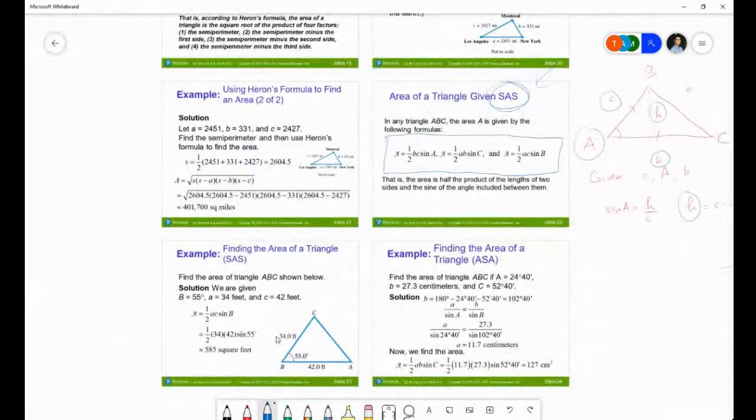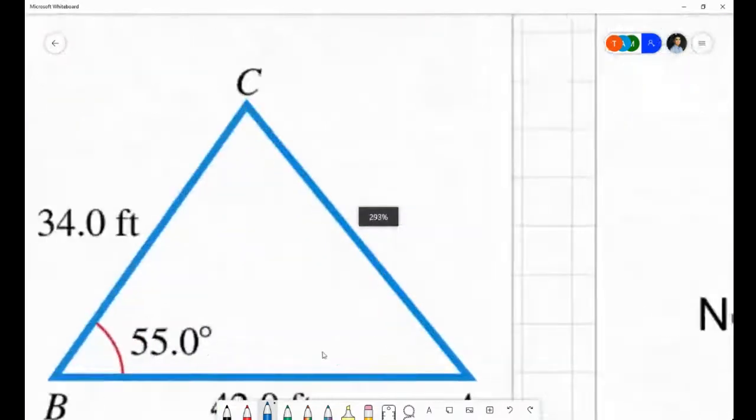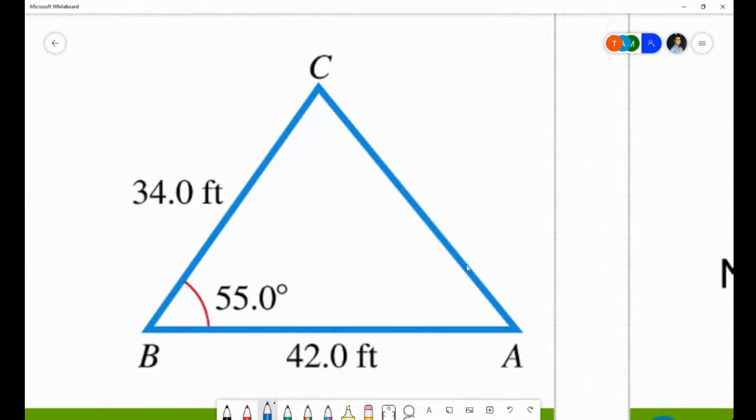All right, so let's look at this triangle, and I'd like you guys to find the area of this. So first determine what kind of triangle you are given. Here you are given side, angle, side. So you want to use the formula that I just discussed.